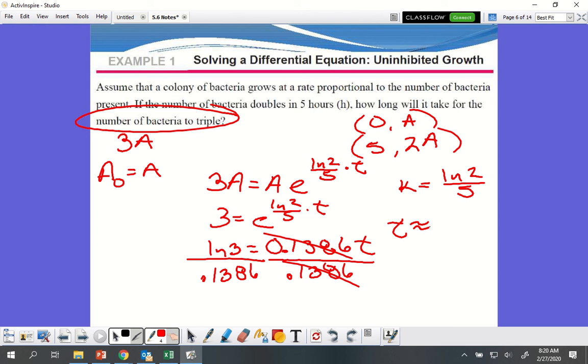So you're saying that it would be 5 times ln of 3 over ln of 2 is equal to t. But then if it's in that form, will it be the same? Wait, hold on. It should, right?